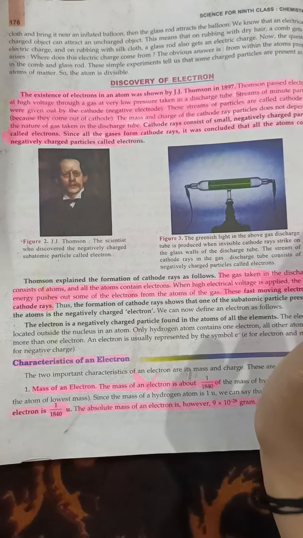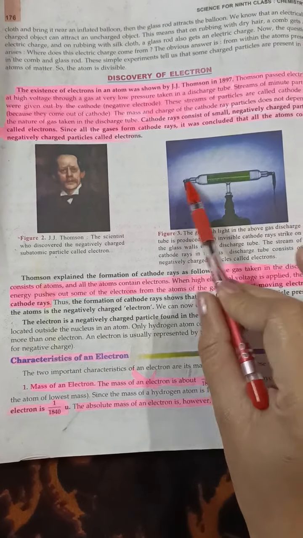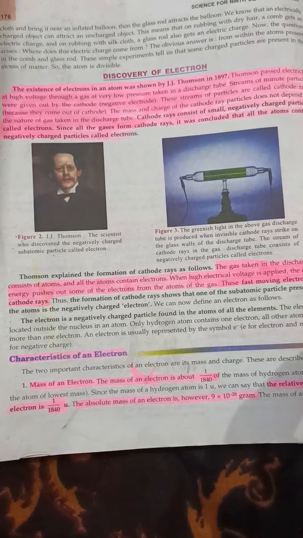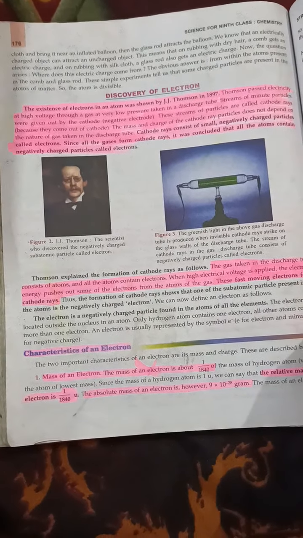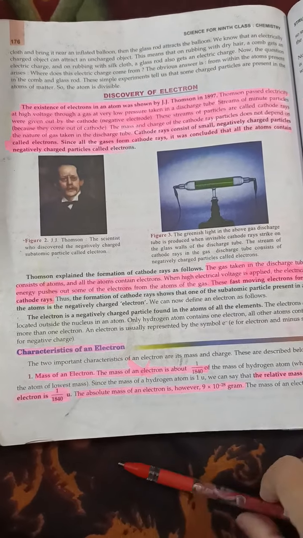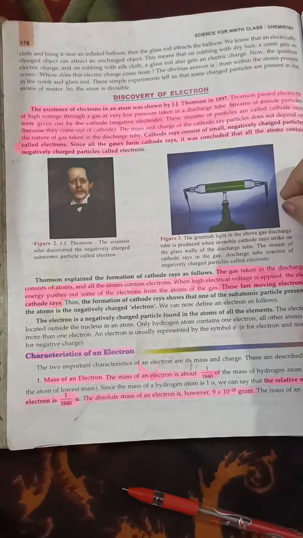In this experiment they have taken cathode rays and they pass electricity through them. After they pass the electricity, what will happen? In a discharge tube, it consists of atoms and all the atoms contain electrons. When the electricity is passing, the voltage is applied. It means electrons are moved from here.